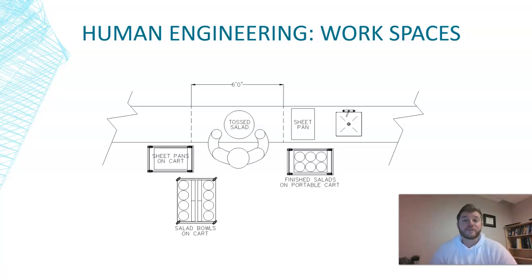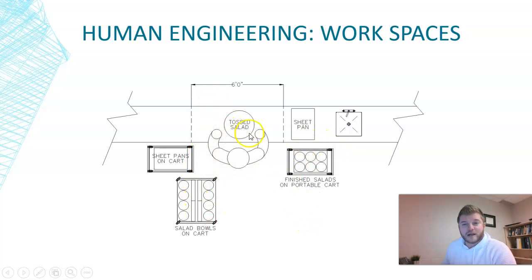You also got to think about workspaces. So when I think about the hot line, that's just one big workspace that has anywhere from 2 to 10 people working on it. This is an example of the cold line, where soups, salads, and desserts are typically made. Anything that is cold.